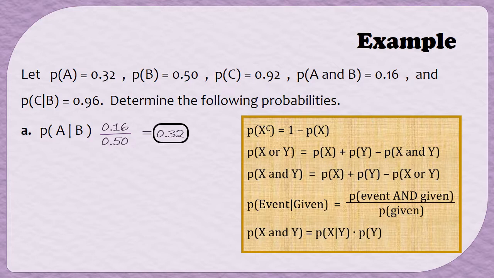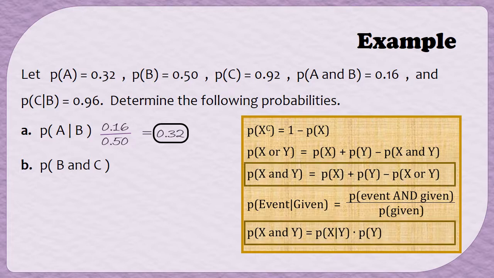Let's do another example. Example B says the probability of B and C. This time, when I look at my menu of formulas, there are actually two of them. The first one says the probability of x and y equals the probability of x plus the probability of y minus the probability of x or y. The second one says the probability of x and y is the probability of x given y times the probability of y.